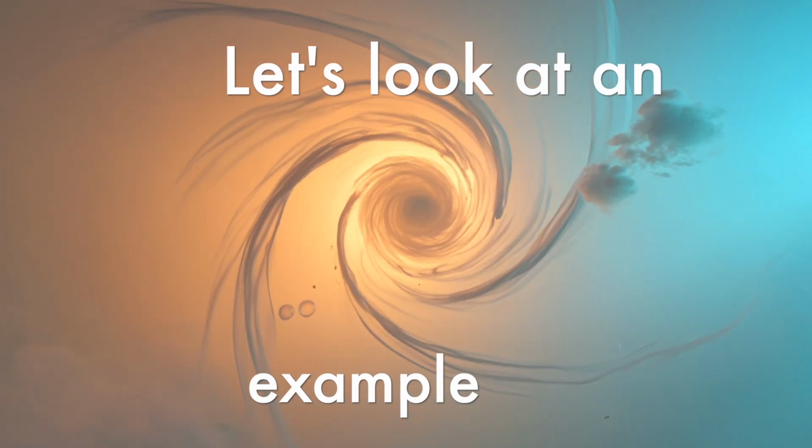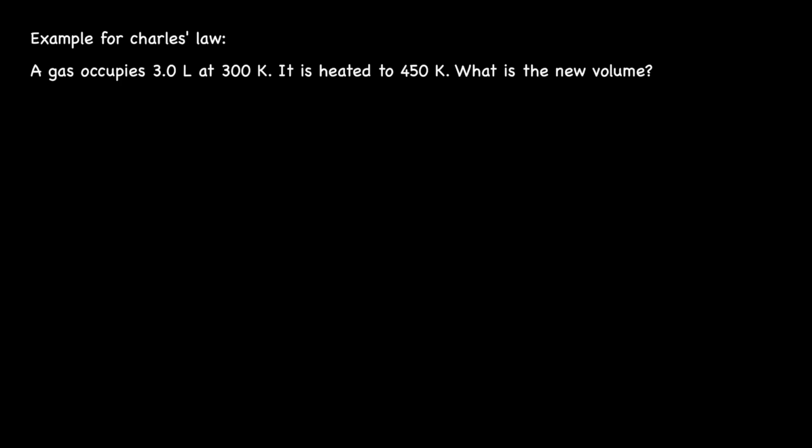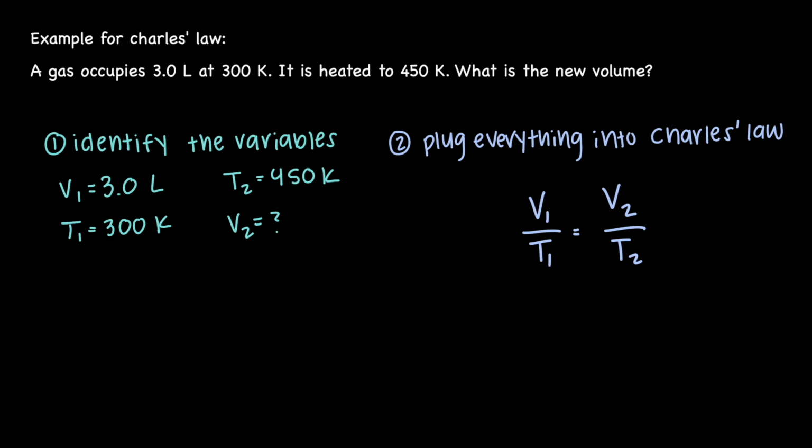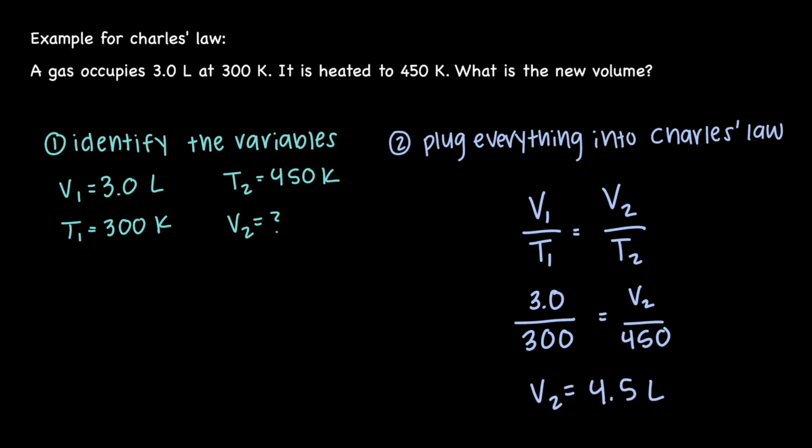Let's look at an example. A gas occupies 3.0 liters at 300 Kelvin. It is heated to 450 Kelvin. What is the new volume? Identify the variables. V1 equals 3.0 liters, T1 equals 300 Kelvin, T2 equals 450 Kelvin. Solve for V2. Set up the equation. 3.0 divided by 300 equals V2 divided by 450. Solving gives a final volume of 4.5 liters.